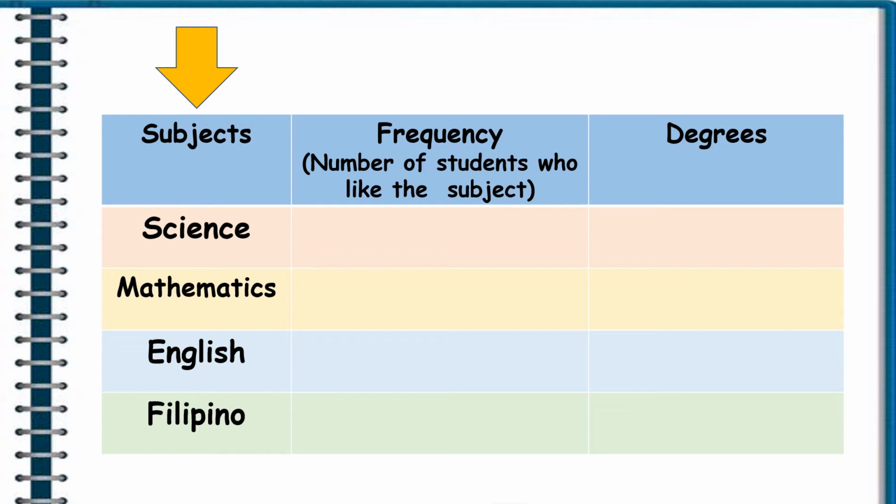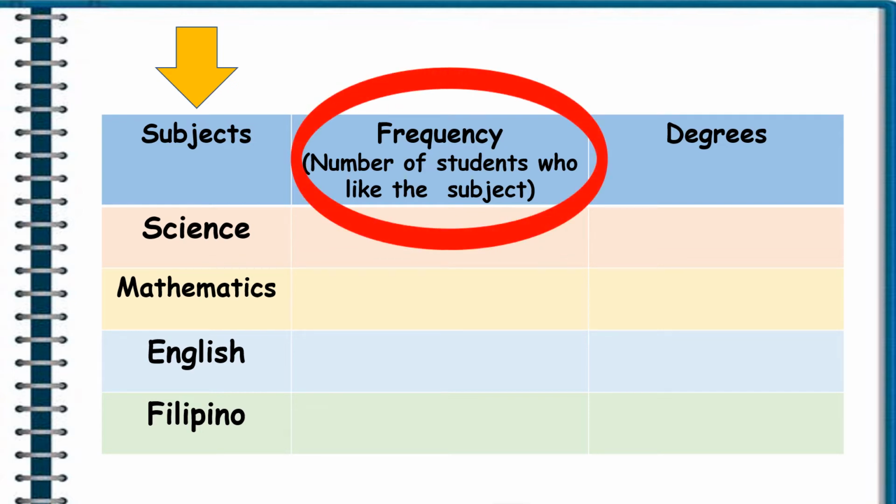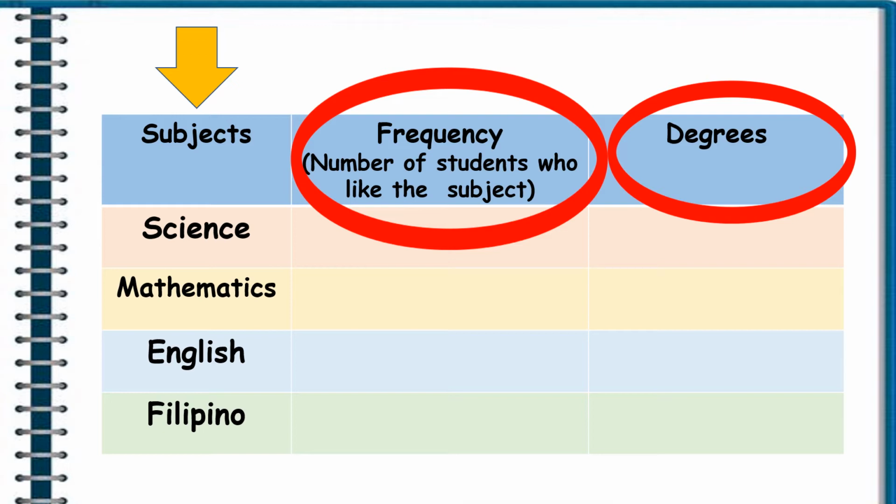You can also see the word frequency. This is the number, proportion, or percentage of items in a particular category in a set of data. In our table, we will get the number of students who like the subject, and that will be our frequency. You can also see the word degrees. This is the angle that we will plot later in our pie.